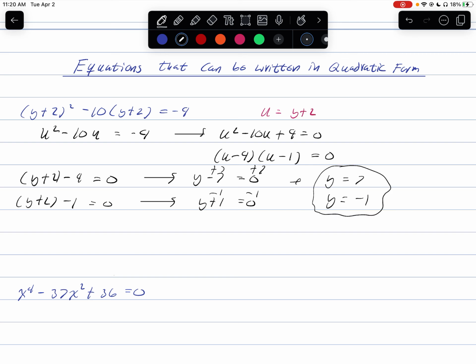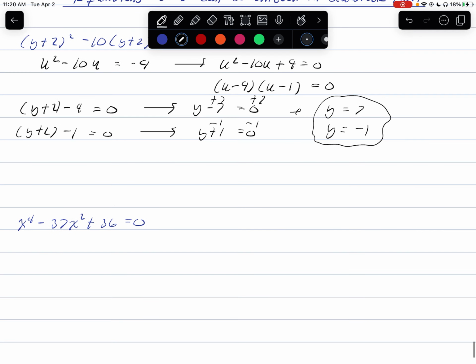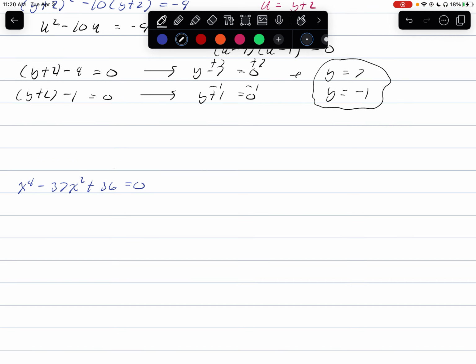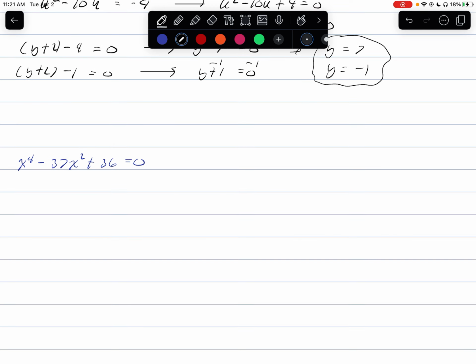So if you're able to do this substitution, this turns what looks like a pretty complicated equation into something that isn't too bad. Okay, now let's look at one that might not be quite as obvious, but hear me out. So here we have x to the fourth minus 37x squared plus 36 is equal to 0. Okay, so here you might say, well, this is a degree 4 polynomial here. I have no idea how we would solve this. Well, let's see if we can simplify this.